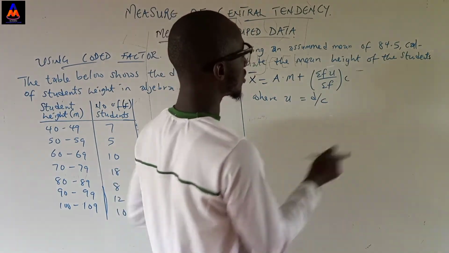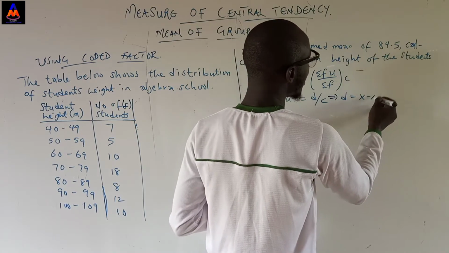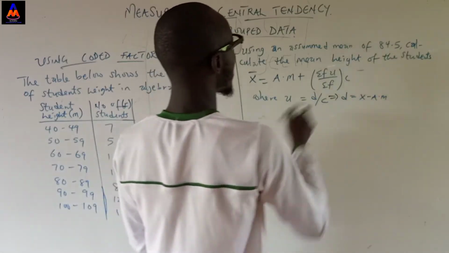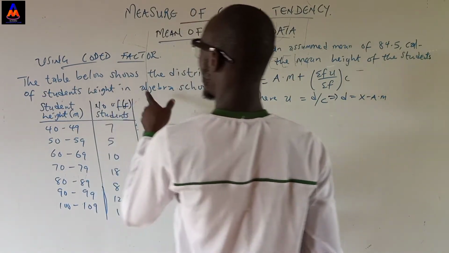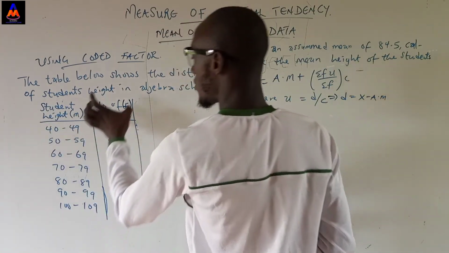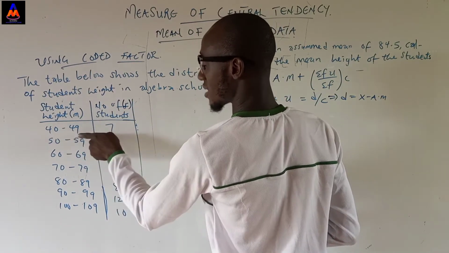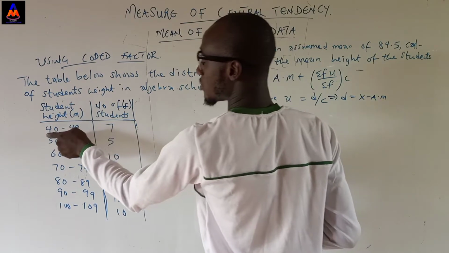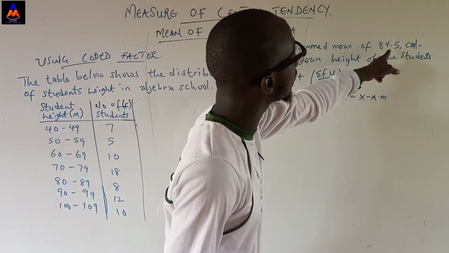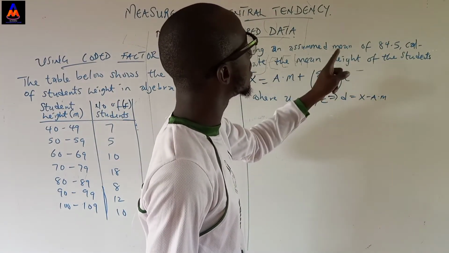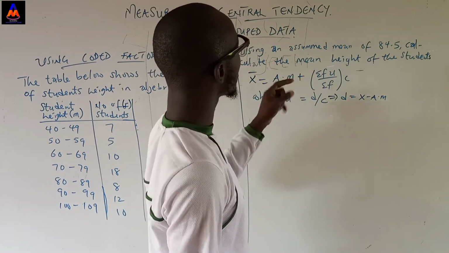This D represents deviation, and in our previous slide we said that our deviation is the difference between our data and the assumed mean. That is why in this question, we are told that the table below shows the distribution of students' height in algebra form. Then we have the students' height, then we have the number of students, and this number of students represents the frequency. Each of the class intervals has their own frequency. The number of students that are between 40 and 49 and so on. Then we are told that using an assumed mean of 84.5, calculate the mean height of the students.